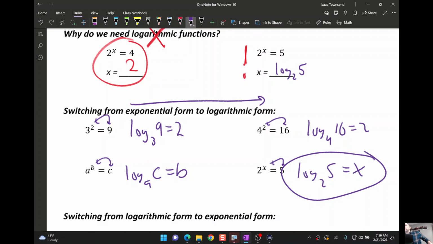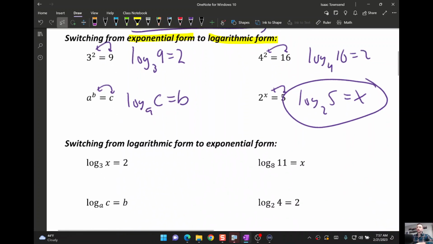Now, while that may not be the most satisfactory answer, remember this is probably some decimal that goes on for a long time or forever, so we can't possibly write out those decimals for our whole life, so this is a way to keep up with the exact value. So sometimes simply switching from exponential form to logarithmic form is all you have to do to solve an equation.